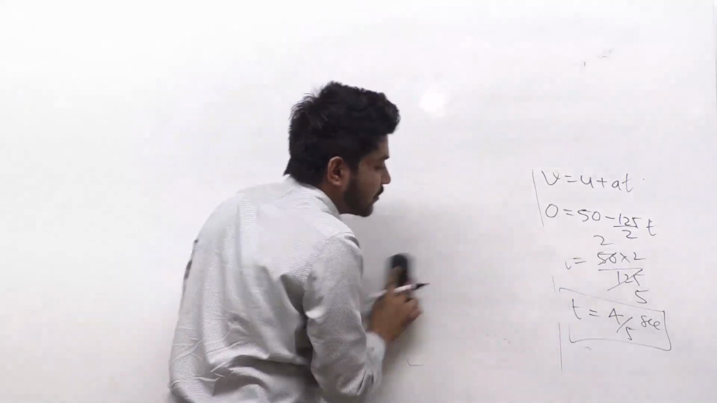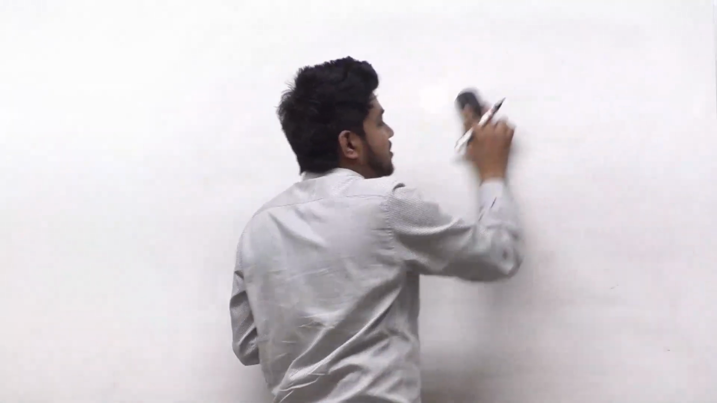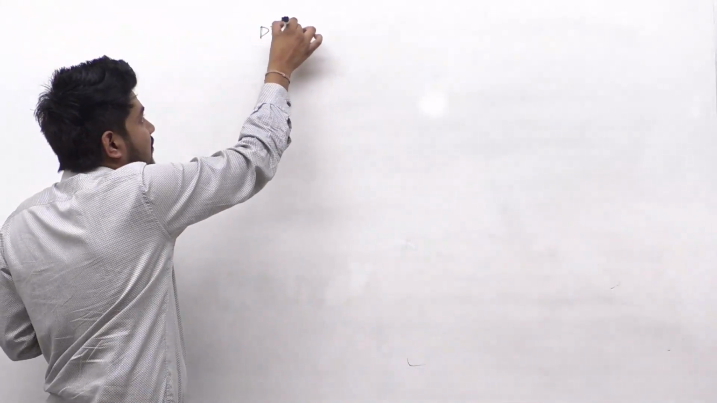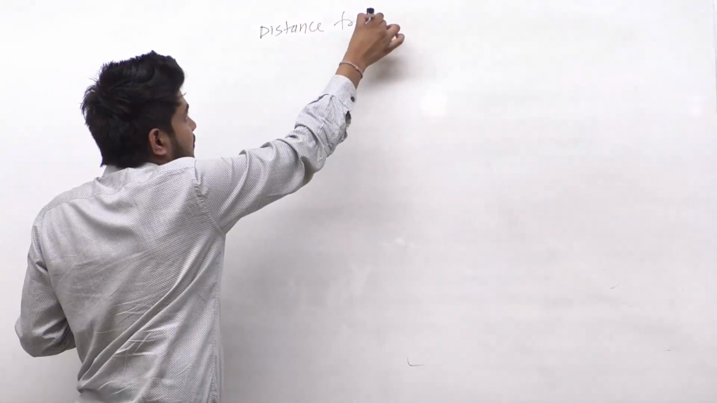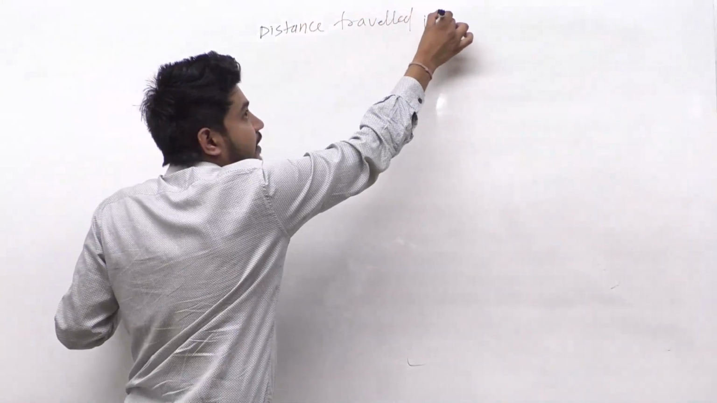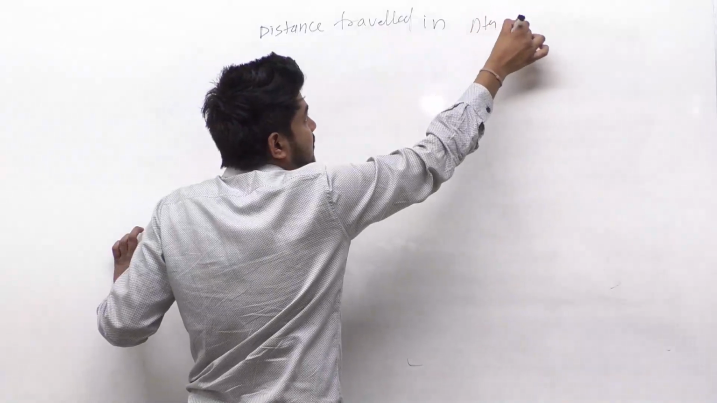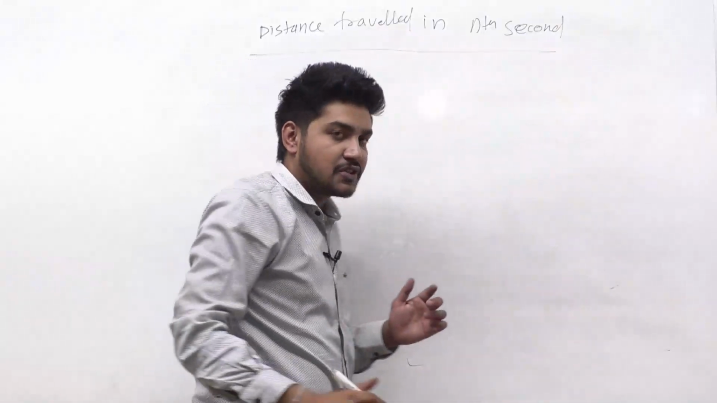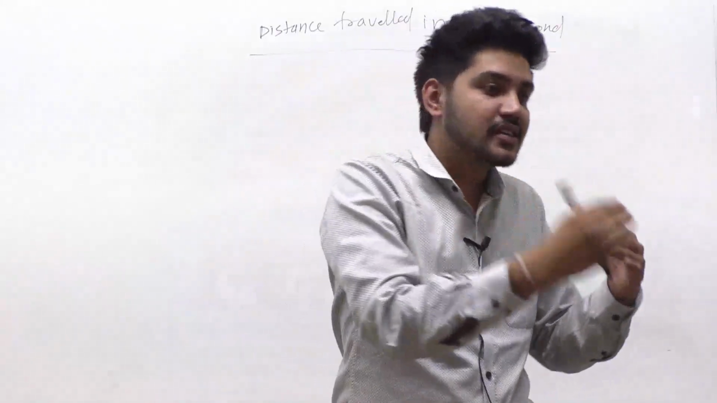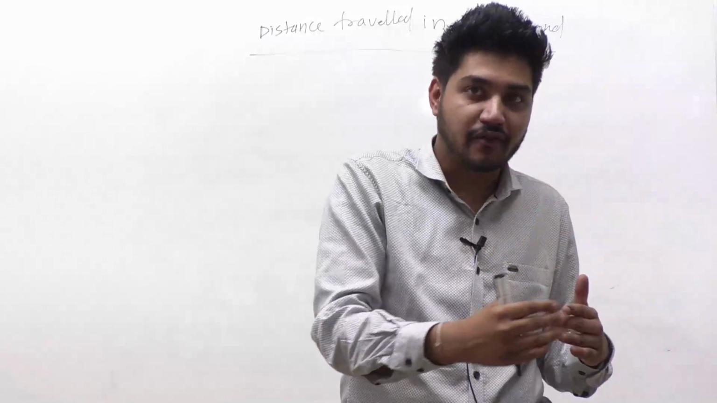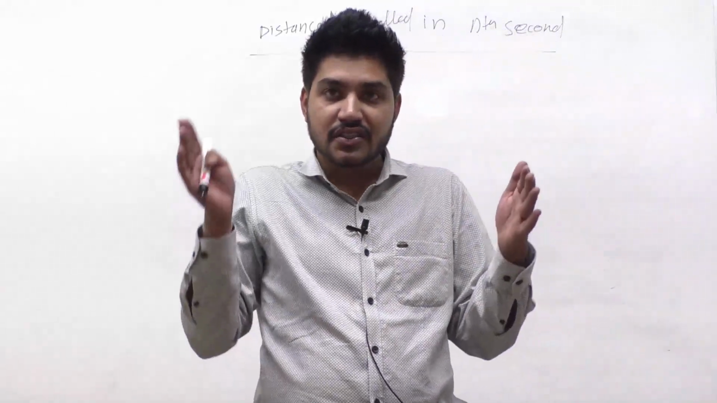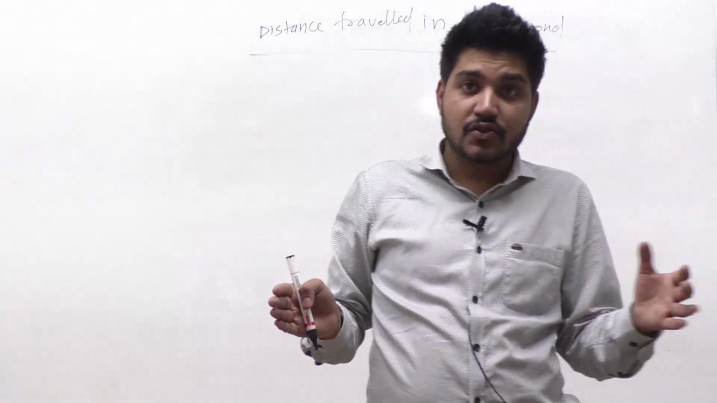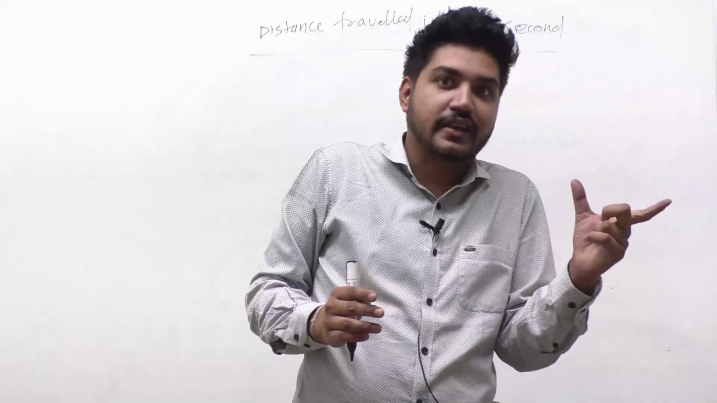Now there is one more type of question, which is distance travelled in nth second. Distance travelled in nth second means what? Distance travelled in third second or fourth second or fifth second. We know whatever we were calculating were the distance between time t = 0 to t = 5 second or 10 second. But now our task is to find distance travelled in that fifth second itself, right?